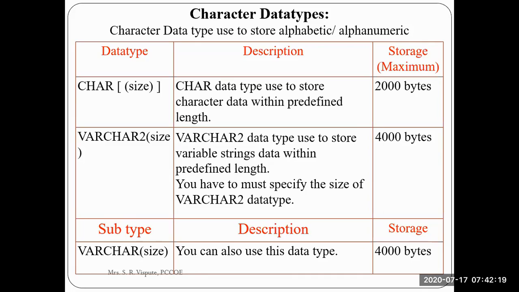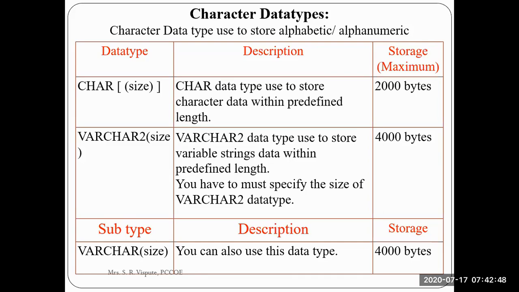If another student has a name of 10 characters, only 10 characters will be allocated for storing the name of that particular student, and so on, right? So varchar is the best choice for storing the name of the student so that our memory will not be wasted here, right? Then the subtype is also varchar with the size.